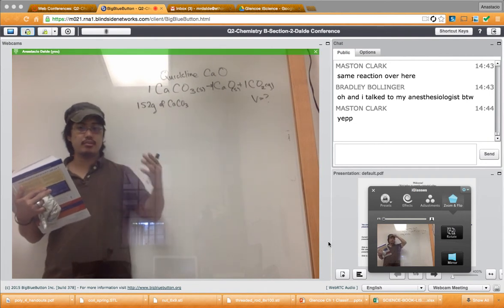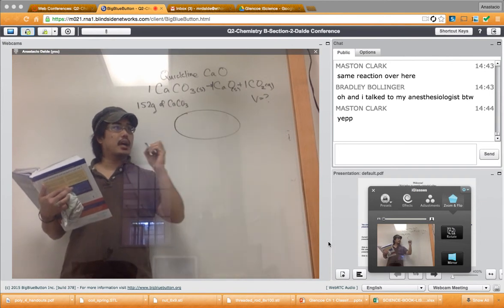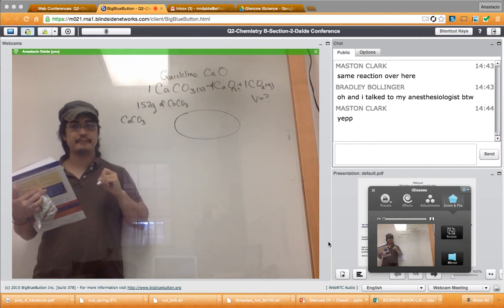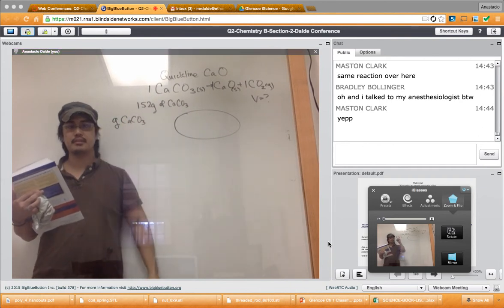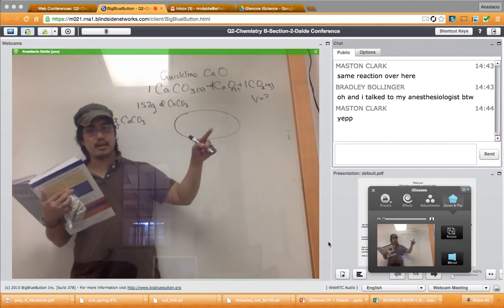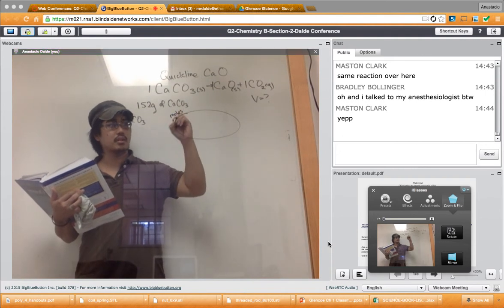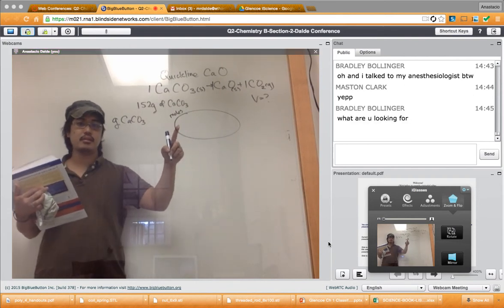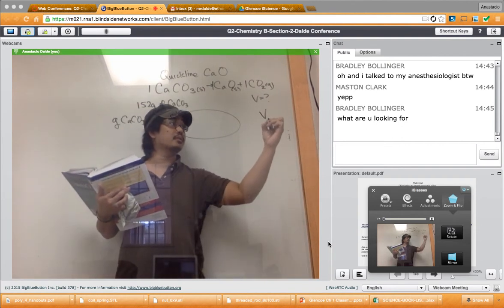So, let me draw you the picture of what's going on. I'm going to start off with calcium carbonate. The problem is I have it in grams of calcium carbonate. And in order to play the stoichiometry game, I'm going to need to put it into moles of calcium carbonate to start. Is that fair? And Bradley, I like what you're asking for. We're looking for volume of CO2.